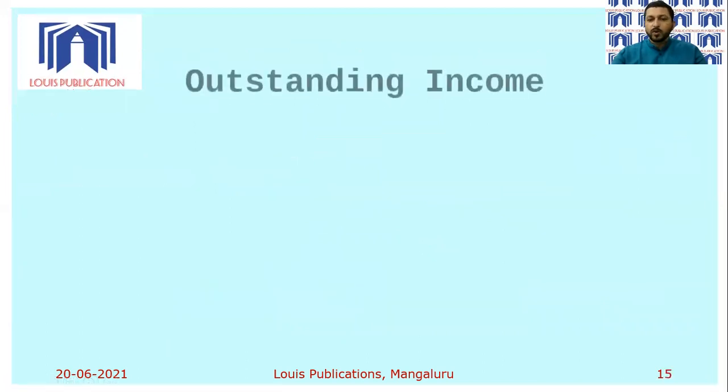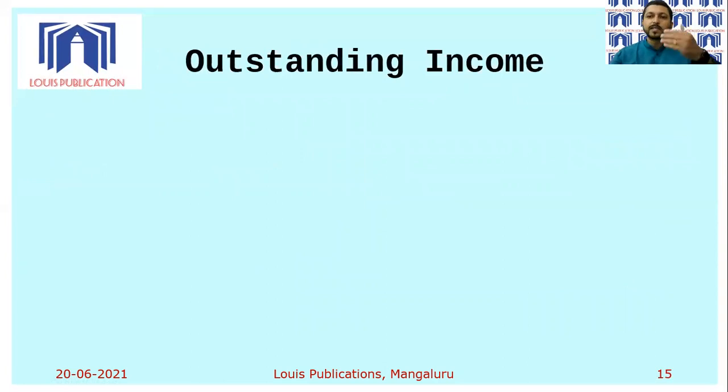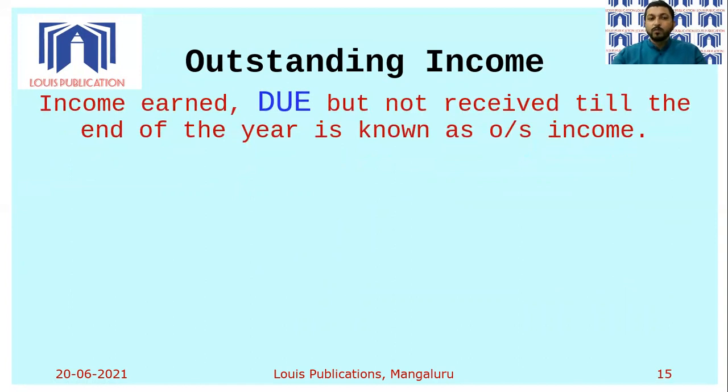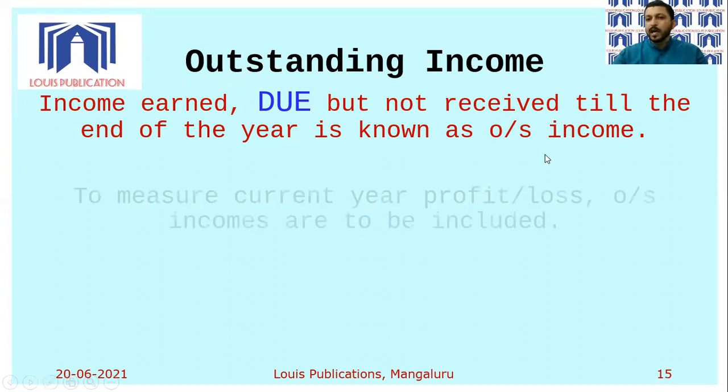Let's move to the next concept, and that is outstanding income, exactly opposite of outstanding expenses. I stress on the words income earned and this particular word in blue, due, because when we come to accrued income, there will be a slight change in this word only. Otherwise, the meaning is more or less the same. So what is outstanding income? This is income earned, it is due, but it is not received. Means business has earned it, business is supposed to receive it, it is due, but the business has not received it till the end of the year. Such income is called outstanding income.